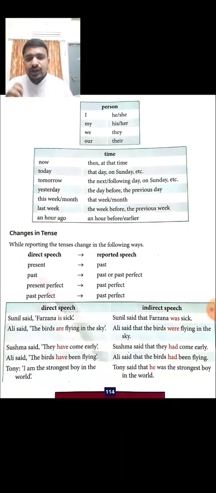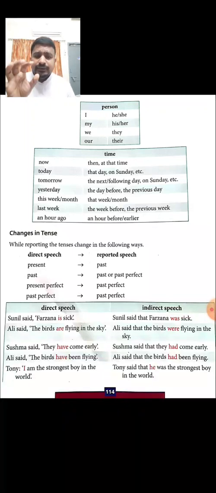Ali said, "The birds have been flying." Ali said that the birds had been flying. Tony said, "I am the strongest boy in the class." Tony said that he was the strongest boy in the class. Then Sumit said, "My teacher will not come today." Sumit said that his teacher would not come that day.